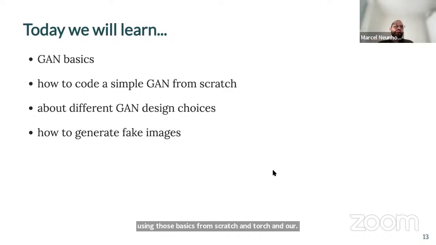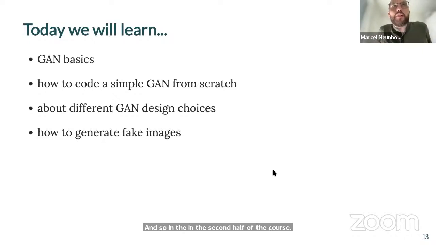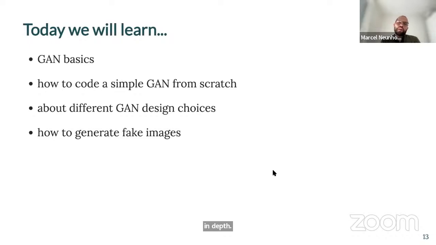And when we go through that, we will see that at different stages of writing or coding up that GAN, we have to make different choices. There are many different design choices that you can make along the way. And so in the second half of the course, which probably starts after the break, we will learn about those different design choices in depth, so that you understand where the current research frontier is.